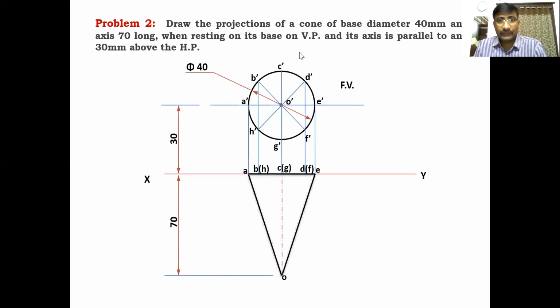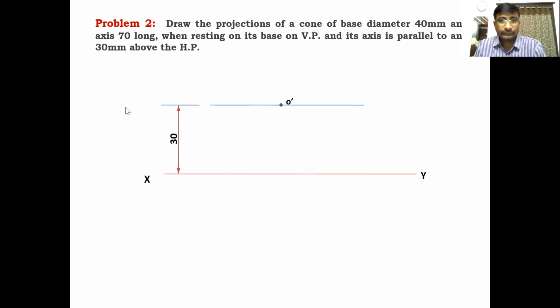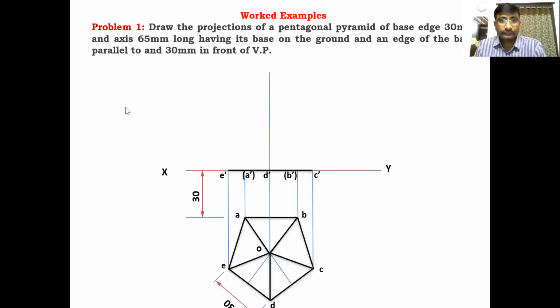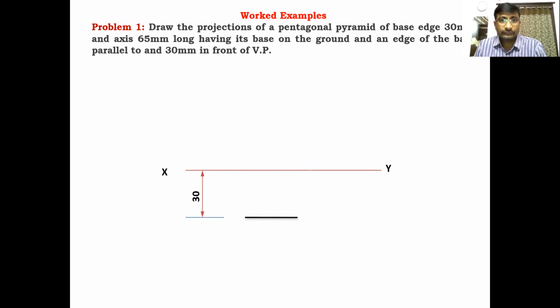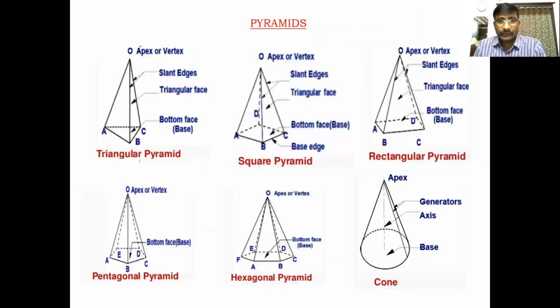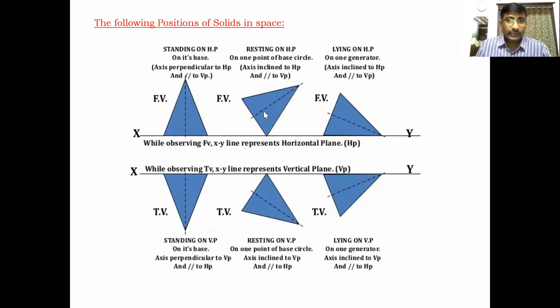This position I will give. In this position, the third problem is under this case. The one base point is on HP and the axis is inclined to HP. Axis is inclined to HP and one base point on the HP like this. One base point on the XY line and axis is inclined to the XY line in the front view. The given position is like this, third problem. Clear?